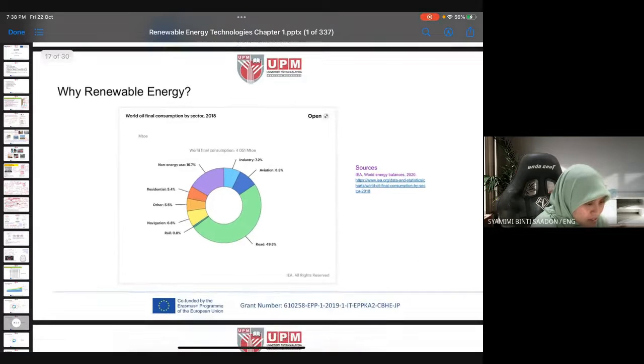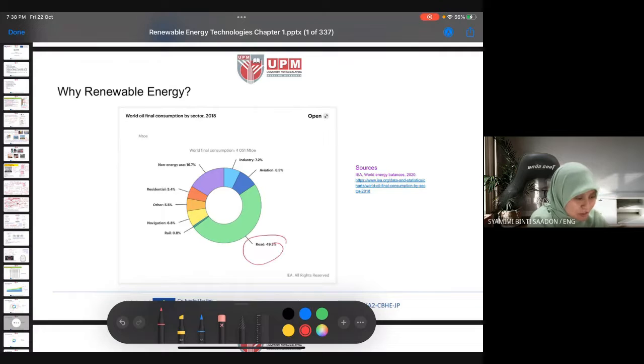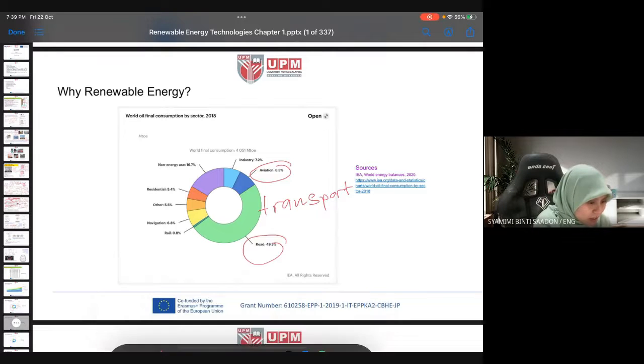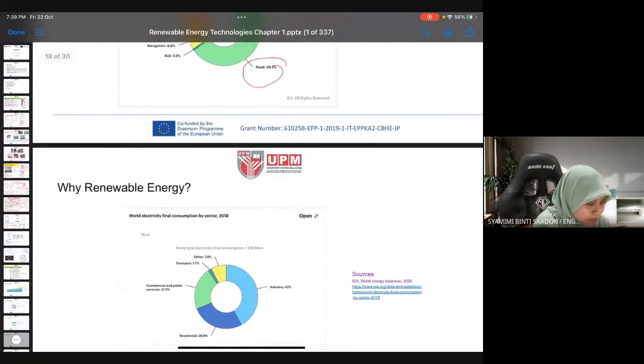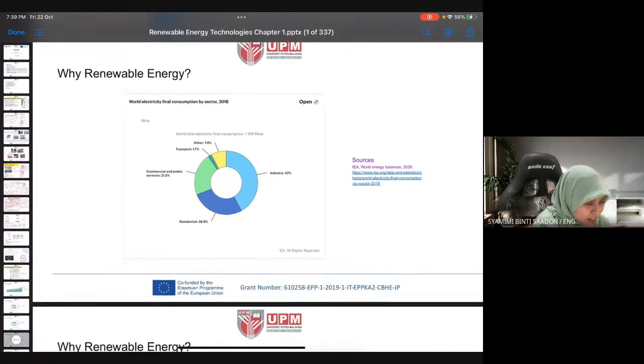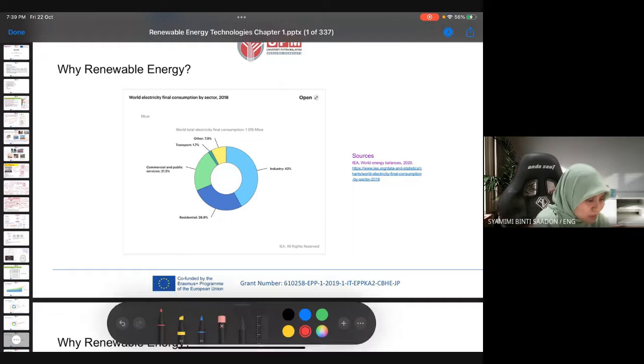Okay, oil of course is used a lot for transport, road, aviation, and a bit for non-energy use. So basically on transport. For transport, we still depend a lot on oil. And then electricity. Electricity, of course, is used by industry and residential, our houses, buildings, hotels, housing, right? We depend a lot on electricity, of course.